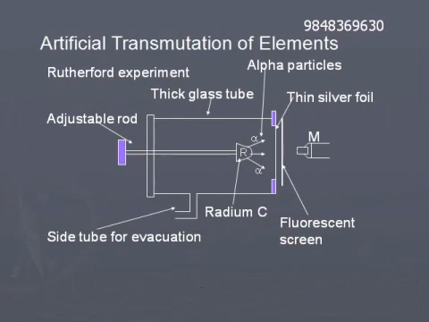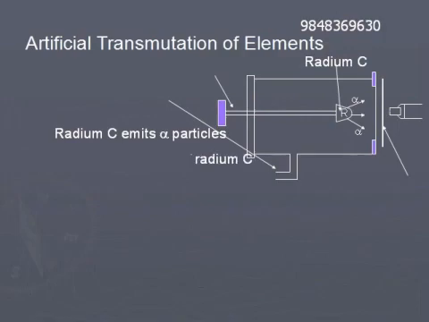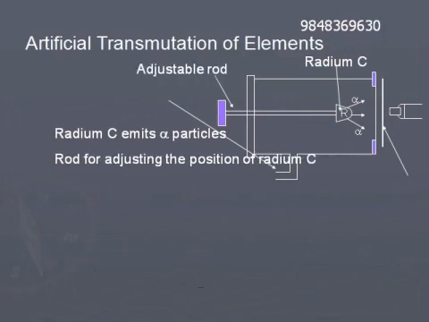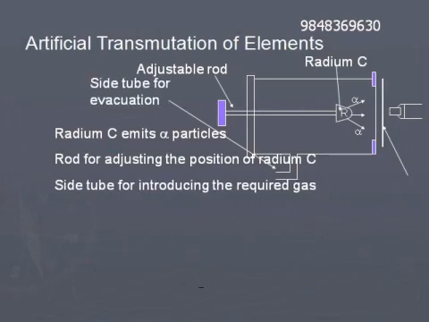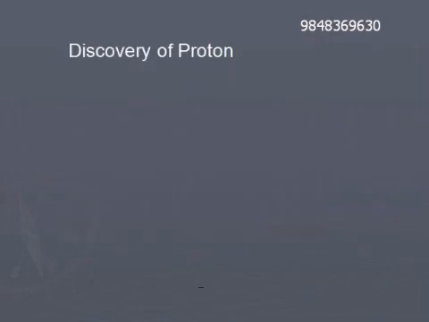So the apparatus consists of a thick glass tube with a side tube for evacuation and for introducing the required gas, and radium C is placed at the end of an adjustable rod from which alpha particles are emitted. They pass through the thin silver foil and fall on the fluorescent screen, and the scintillations are produced. They are observed with a microscope.